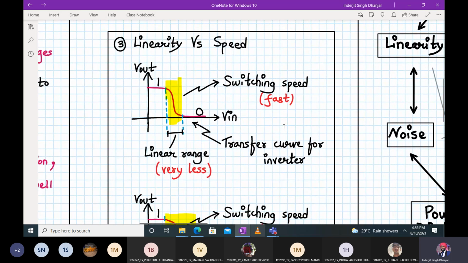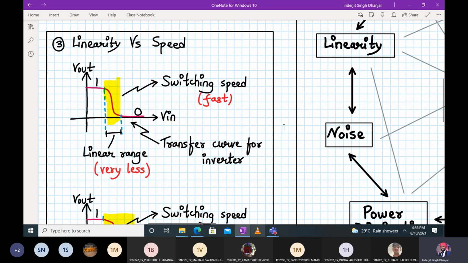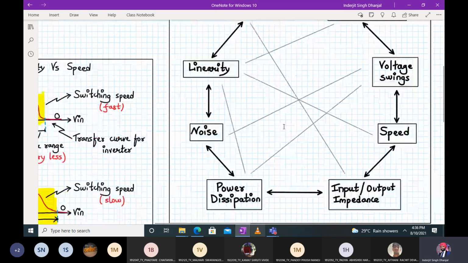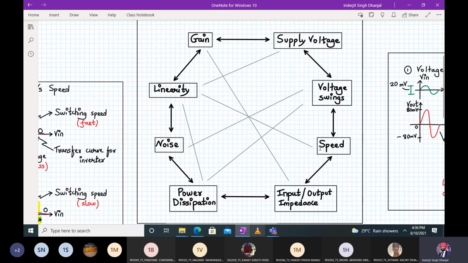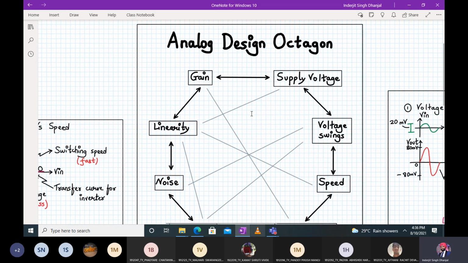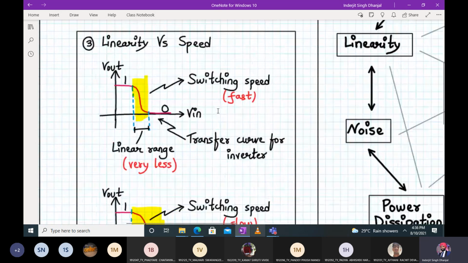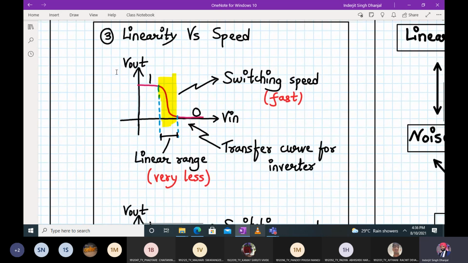Now this is the relation between linearity and speed. Is there a relation between linearity and speed? Let us see. Yes, there is an inherent relation between linearity and speed in the analog design octagon. So what's the relation? Can anyone tell me what this is? Vout versus Vin is called the voltage transfer characteristics of an inverter. You have studied this in your BVLSI, correct?